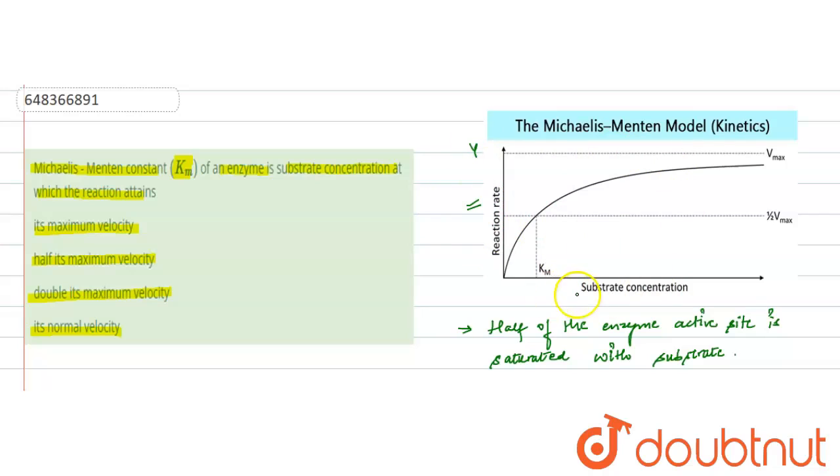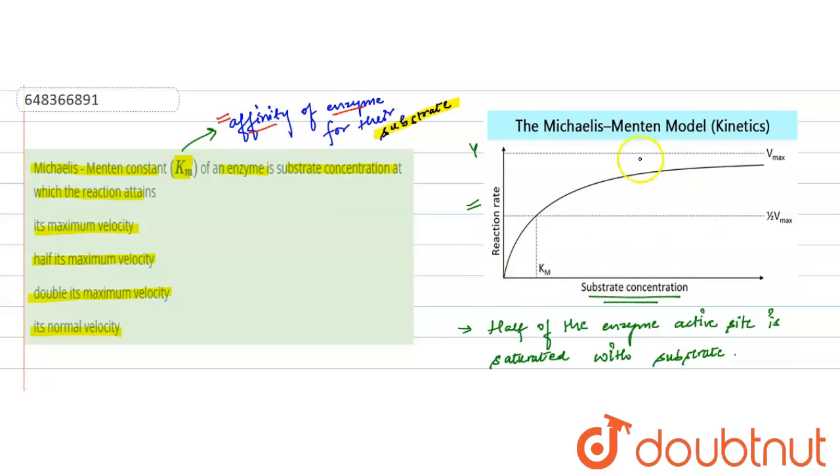And this Michaelis-Menten constant is going to tell us about the affinity of an enzyme to the substrate. So it is going to provide us the affinity of an enzyme for the substrate.